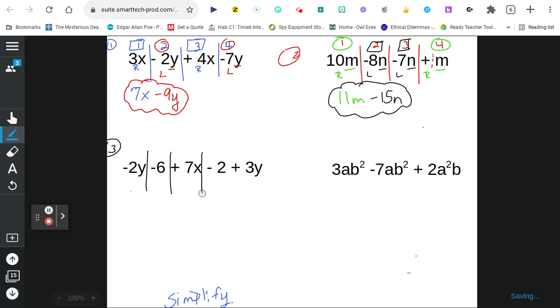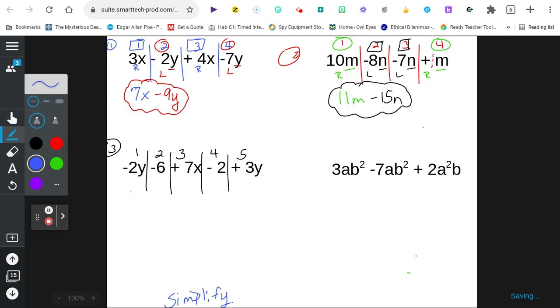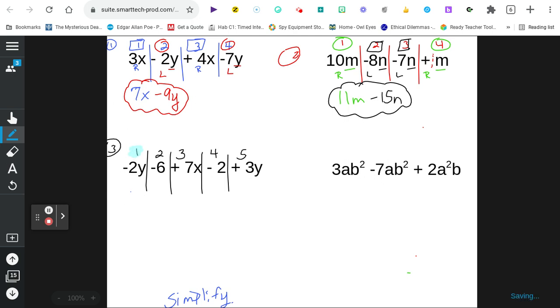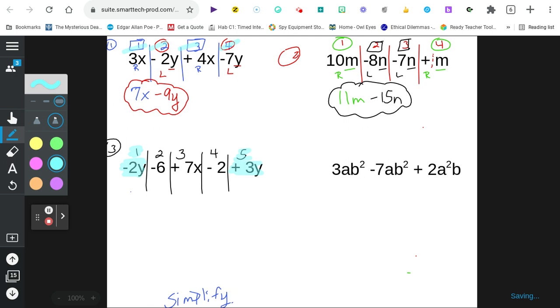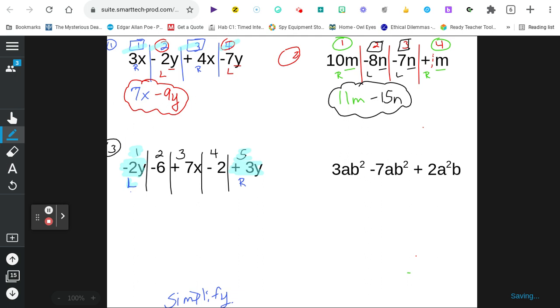For the third example, I'm just going to draw my bars again. These are my terms here: term 1, 2, 3, term 4, and term 5. Let's look at some like terms. If you like color coding, if you have colored pencils, instead of boxing in or circling like I did up here, you can actually color code. Term 1 matches term 5. I know that this goes left, and this one goes right. Negative 2y plus 3y is simply 1y, or you could just write y. Doesn't matter.